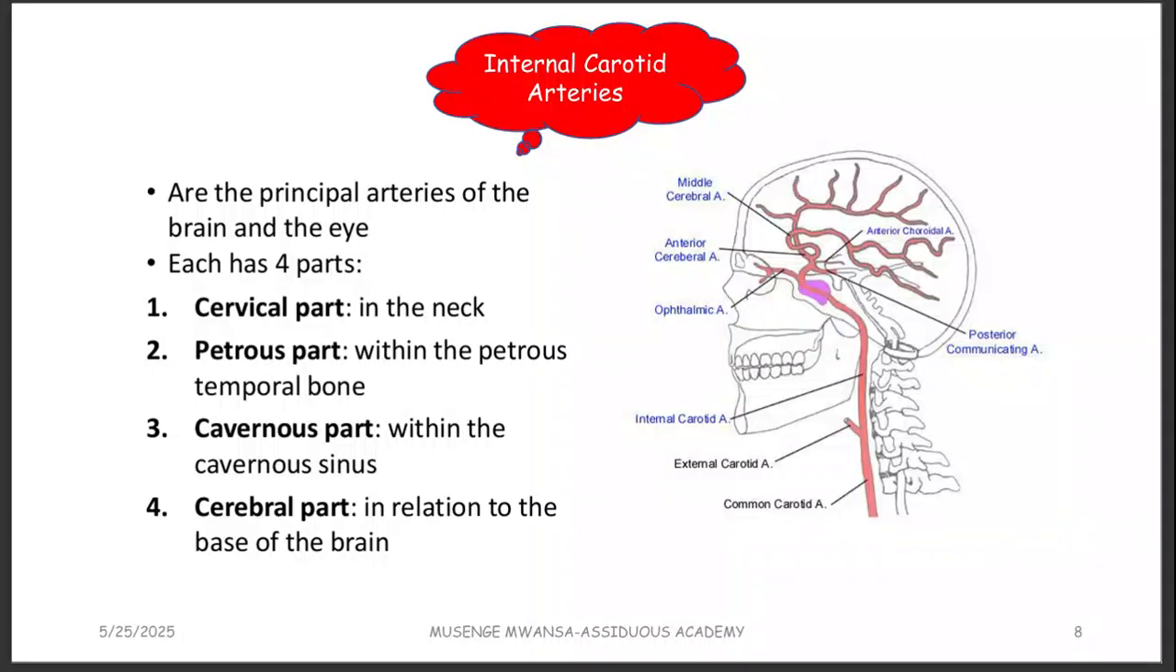When you look at the internal carotid itself, it has got four parts. And I think you did talk about the four parts when talking about head and neck. That's not our interest here. But when it is formed from the common carotid, the first part that's found in the neck is the cervical. And then you are going to have the part that is found in the petrous part of the temporal bone, that is the petrous part. And then one that will pass in the cavernous sinus, which is a big vein, that will be the cavernous part. And then the part that will be found at the base of the brain, that will be the cerebral part.